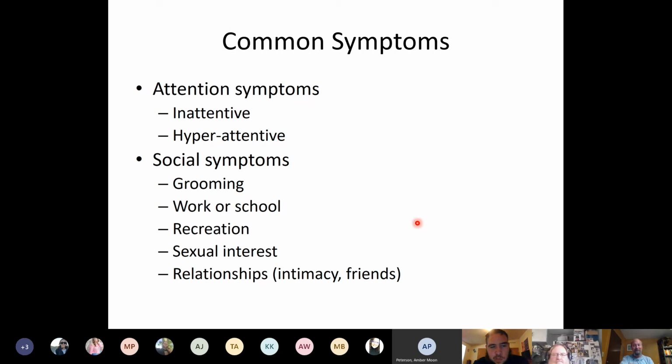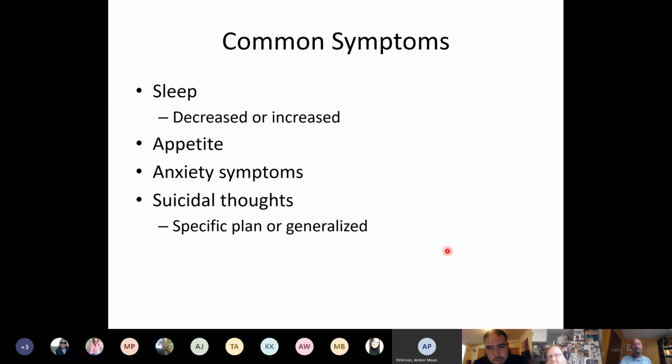Social symptoms, are they well groomed or not? Do they go to school or not? Work? Do anything fun? Do they have any interest in sex or a lot of interest in sex? In relationships. So these are all social symptoms. So again, you're getting this picture of who this person is.